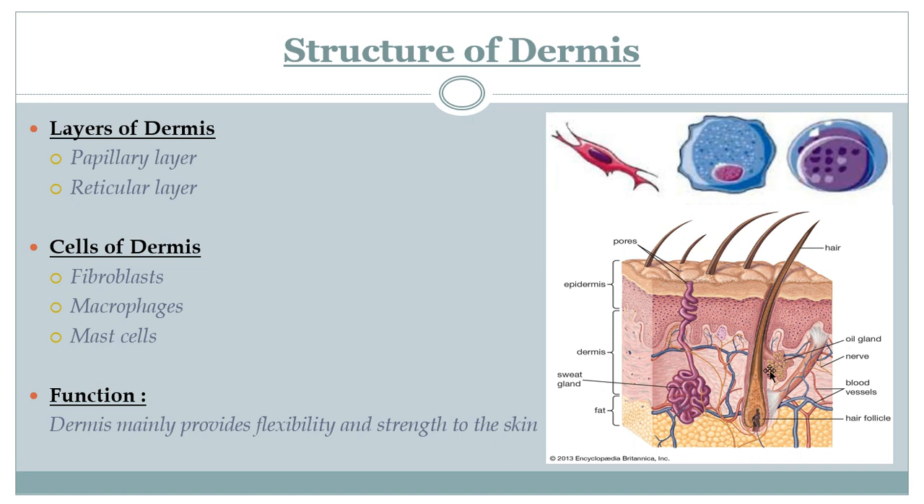Here you can see all these finger-like projections, these are known as papillae. These papillae extend towards epidermis to make a tight connection with the epidermis. This layer also contains loosely arranged collagen fibers, blood capillaries, and tactile Meissner's corpuscles.